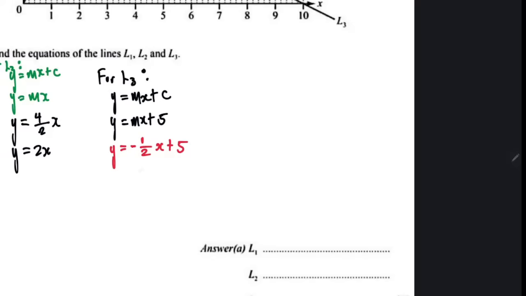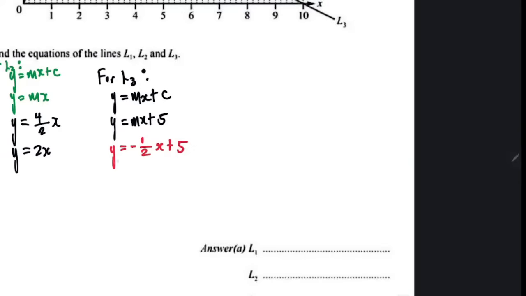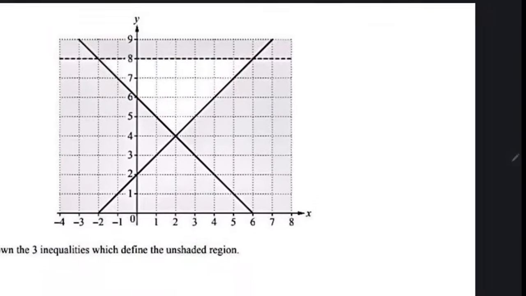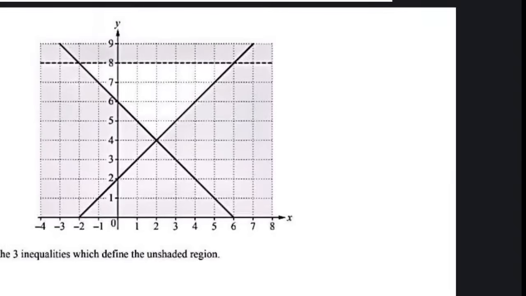Can you all see that? Have you understood? So you can write this, y is equal to negative 1 over 2x plus 5. Don't change the steps. I need to keep going to make sure you understand that. Don't change the steps. This is an easy one.